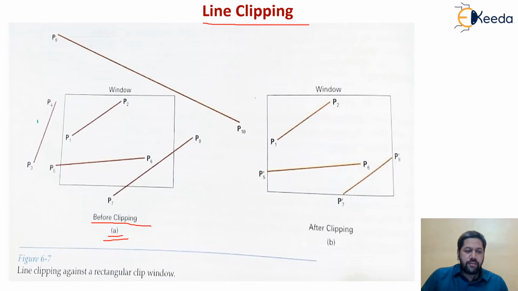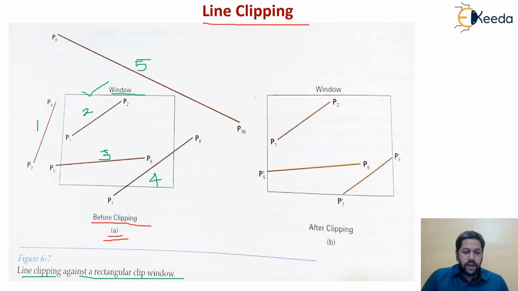Suppose this is my line number 1, this is my line number 2, this is line number 3, line number 4, and line number 5. All the lines have endpoints like P3, P4, P1, P2, but I just mentioned the numbering for our understanding. And this is my clipping window. What this diagram shows is line clipping against a rectangular clipping window.